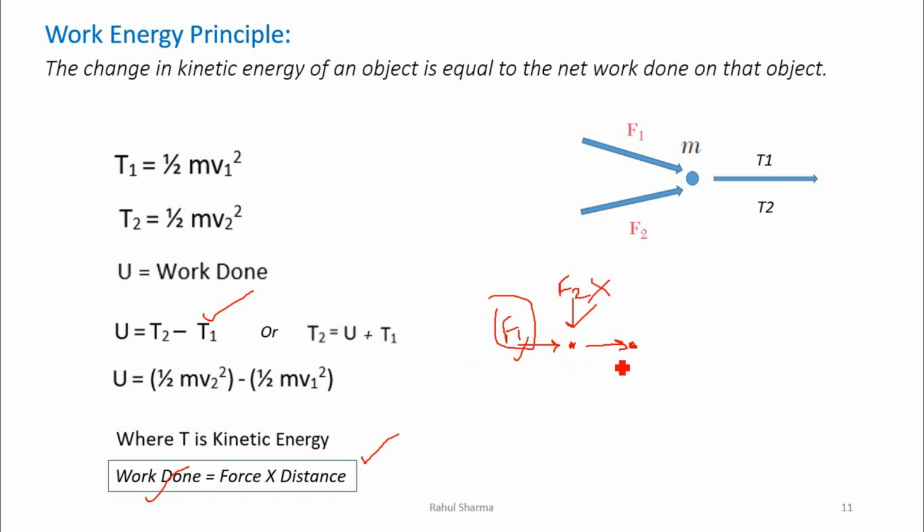So work done here is the motion or the movement. So F1 force will produce the movement in horizontal direction. So F1 we will take in this equation and the distance how much it will travel, right?